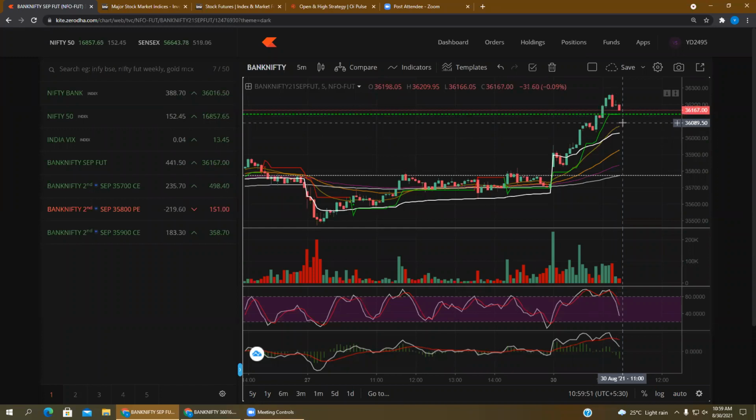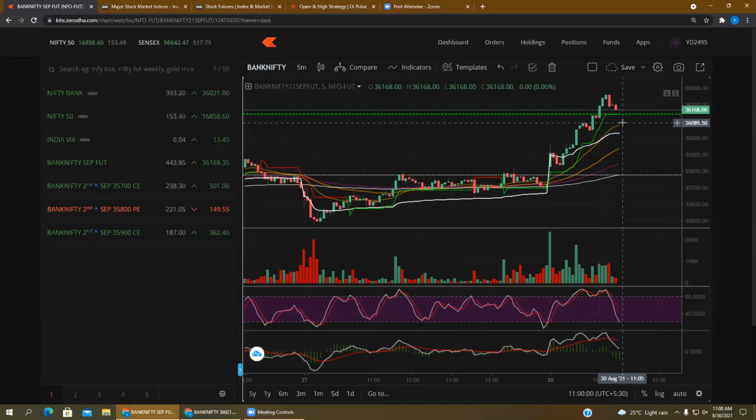Yeah, minimum daily target is 1 lakh. Minimum daily target is 1 lakh. And losses, almost 2.5, 3 lakhs. If I lose 2.5, 3 lakhs, then I will stop for the day.